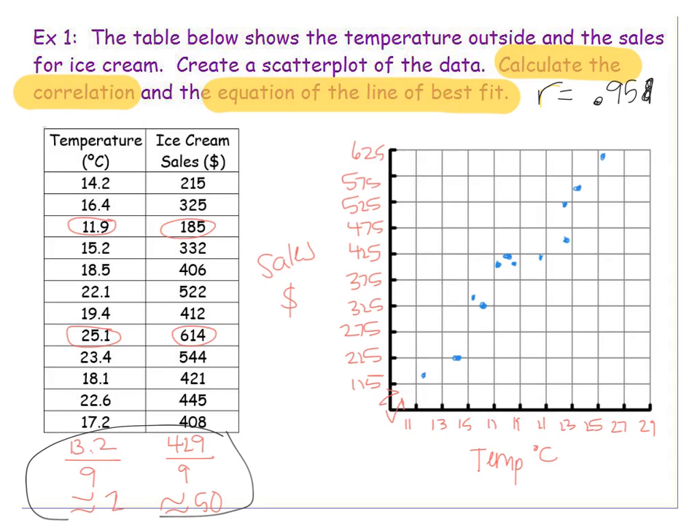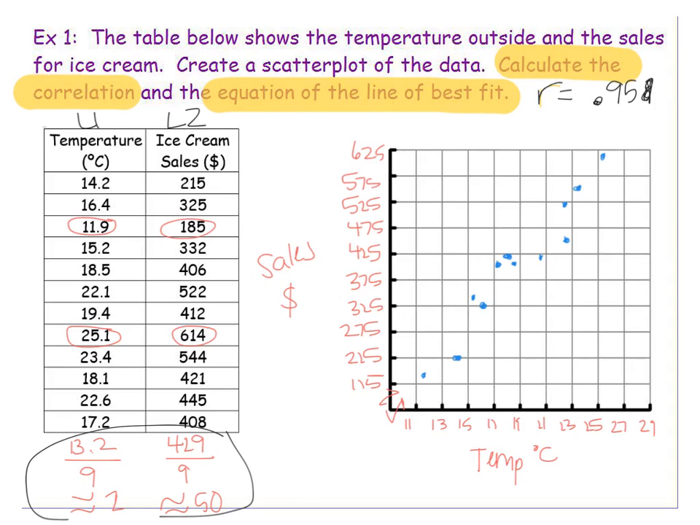So when you went in your calculator and you went to Stat, and you went to Edit, and you put the temperature in L1, and you put the ice cream sales in L2, and then you went to Stat, and you went over to Calculate, and you went down to option 8, it spits out everything else you need.